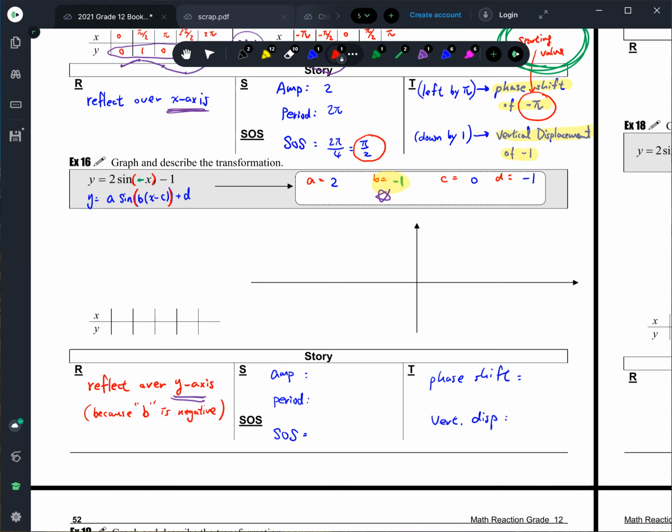Okay, CZ, can you tell me your amplitude? 2, very good. Susan, and period? -2 pi. Period is always positive, right? Pi. Yeah, so remember 2 pi divided by absolute value of -1. So you ignore the negative, okay? It'll be just 2 pi. 2 pi divided by 1. Amplitude and period is length and height. So always positive.